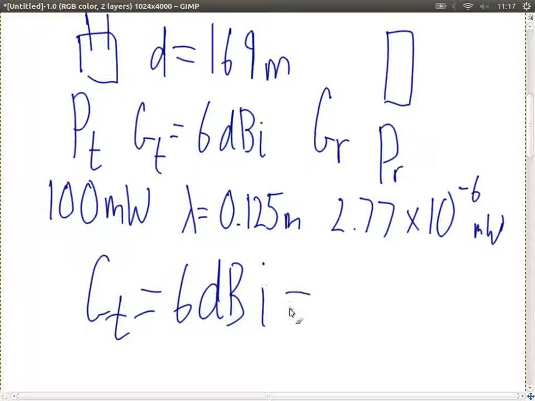6 dBi in absolute value is 10 to the power of 0.6. There are no units on the gain. It's a factor, a ratio. Because from this equation, 6 dBi equals 10 log base 10 of some value. Log base 10 of 10 to the 0.6 is 0.6, times 10 is 6. So now we have GT, 10 to the power of 0.6, PR, PT, lambda, D. Plug them into your equation, find GR, and you have the answer. I'm not going to do the calculation. You can check that. You just need a calculator.